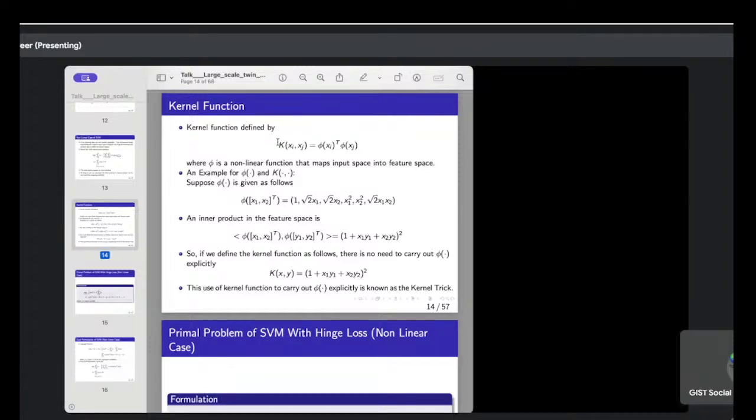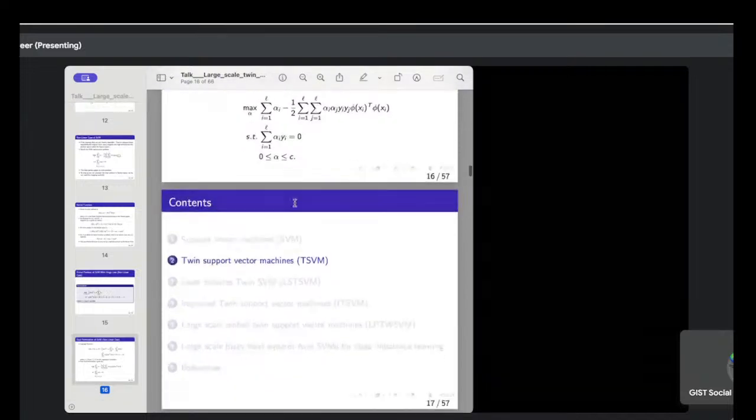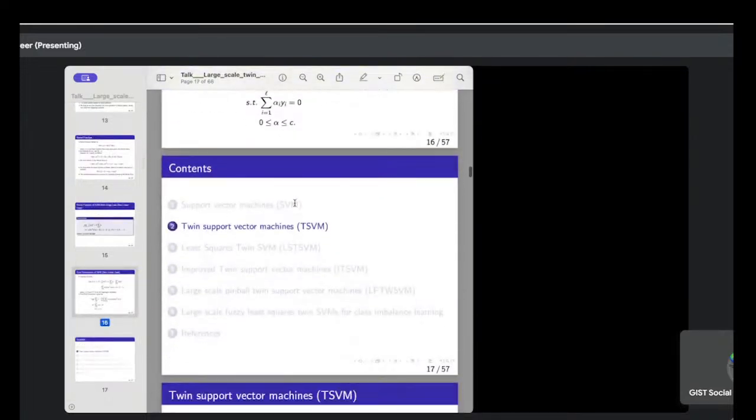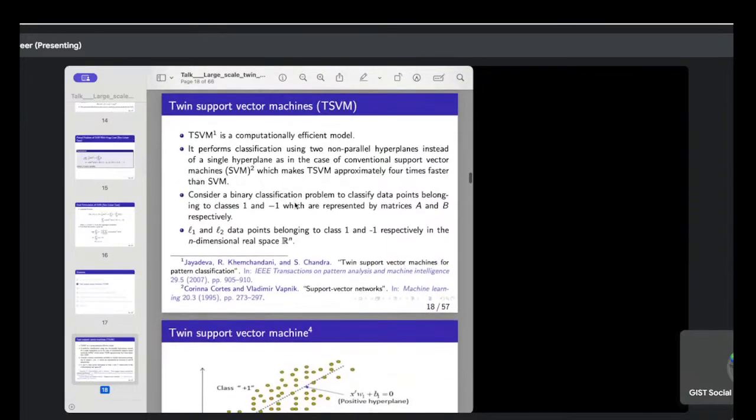function like this K. And there are many kernel functions available in the literature that can be used to solve it directly. Okay. So now I can start with another very relevant advanced SVM called twin support vector machine.